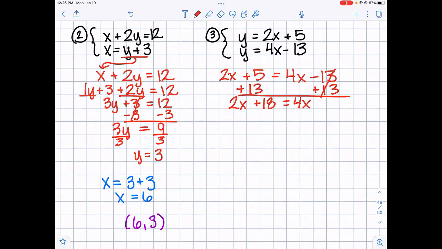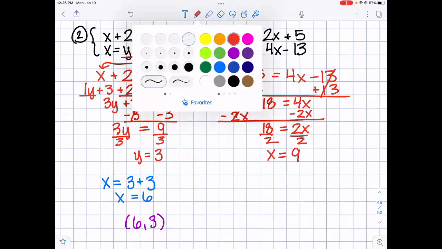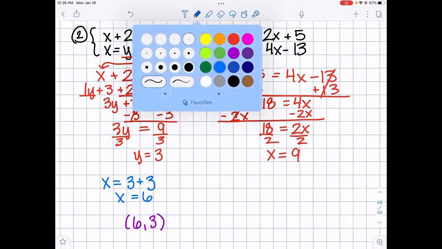Okay, so then how am I going to combine the x's? Subtract. Subtract the 2x from the 4x. So 18 equals 2x. And then I have to divide, good, 18 divided by 2 is 9, so there's our x. Okay, we need to find y.